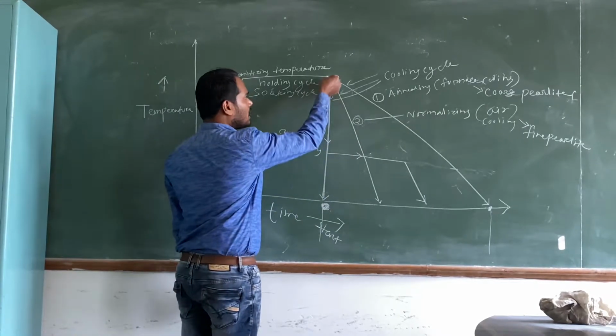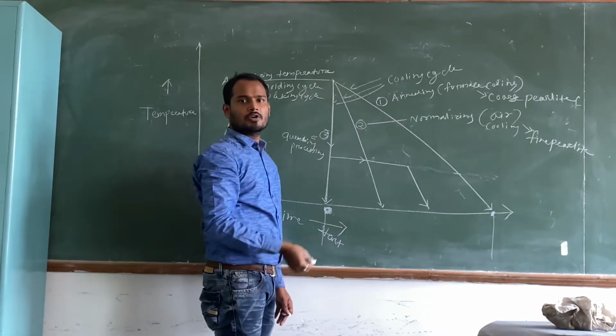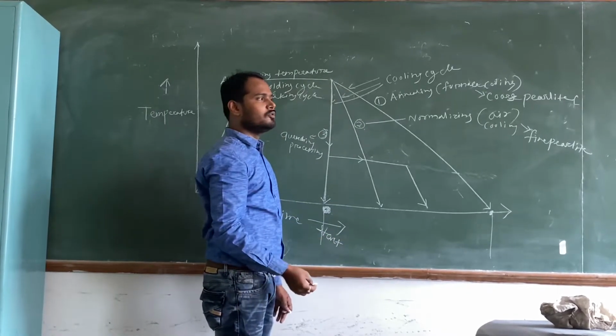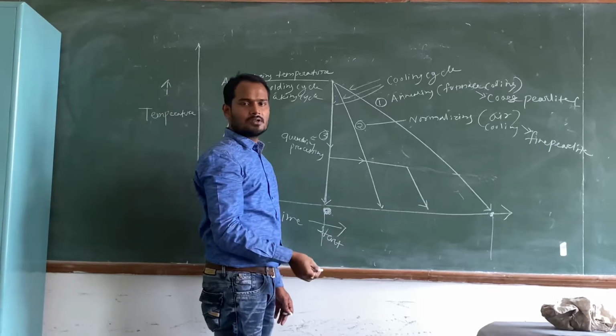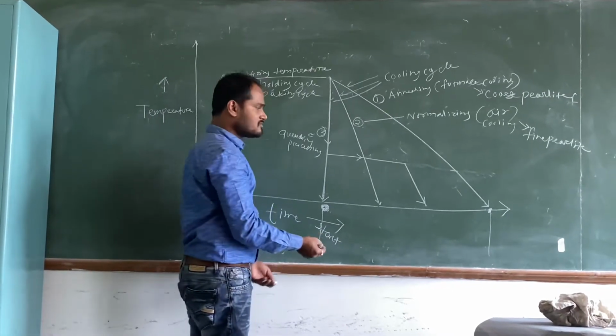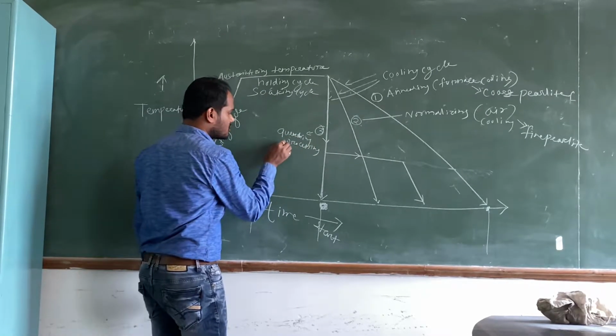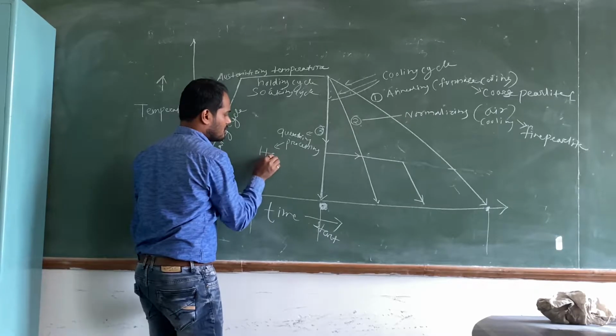You do what? You take out the sample from this temperature, right? You put it into water. You can put it into oil. You can put it into brine solution. You can put it into ice. Obviously, the cooling rate will be very high. Time is very less. This process is called quenching. But this heat treatment process is called hardening.